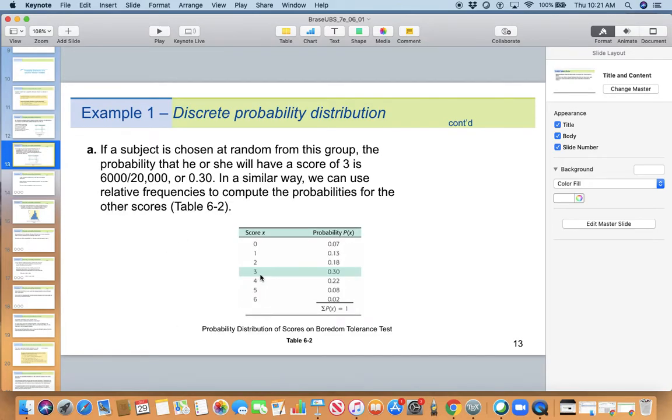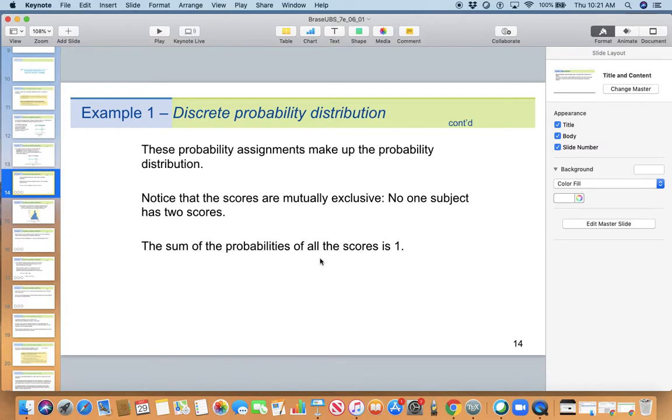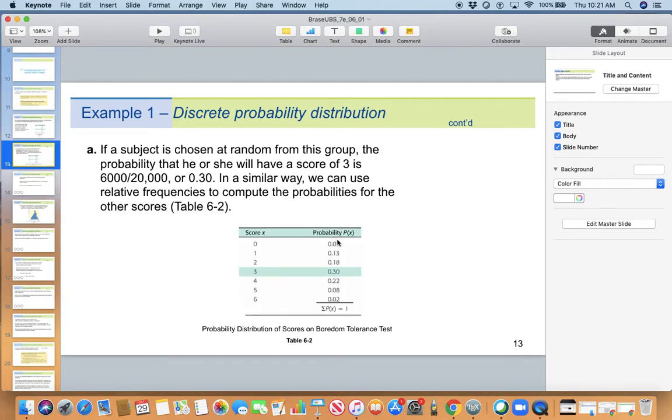That is, these are mutually exclusive in the sense that if you have a subject here who has a score of 0, then that subject cannot have a score of 1 also. So you are allowed only 1 score per subject. All right. So the sum of all the probabilities is therefore 1. That's what makes the probabilities mutually exclusive. So for all these scores, you add them up, you get 1. You have no intersection values basically.